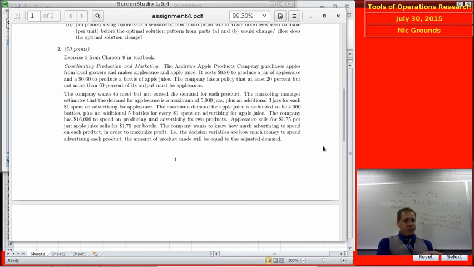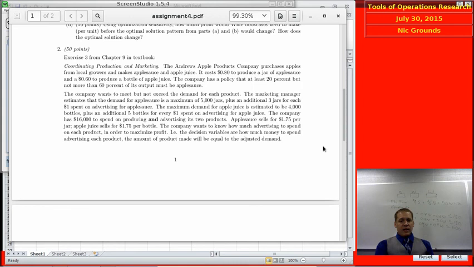Plus, if you wanted to advertise it, you'd have to pay for that as well. That cost of producing the products and advertising for them is constrained to be $16,000 or less. And then finally, applesauce sells for $1.75. Apple juice sells for $1.75, and the company wants to know how much advertising dollars to spend in order to maximize profit. So the decision variable is the number of dollars to spend advertising apple juice versus applesauce, and we're going to maximize as our objective profit made.